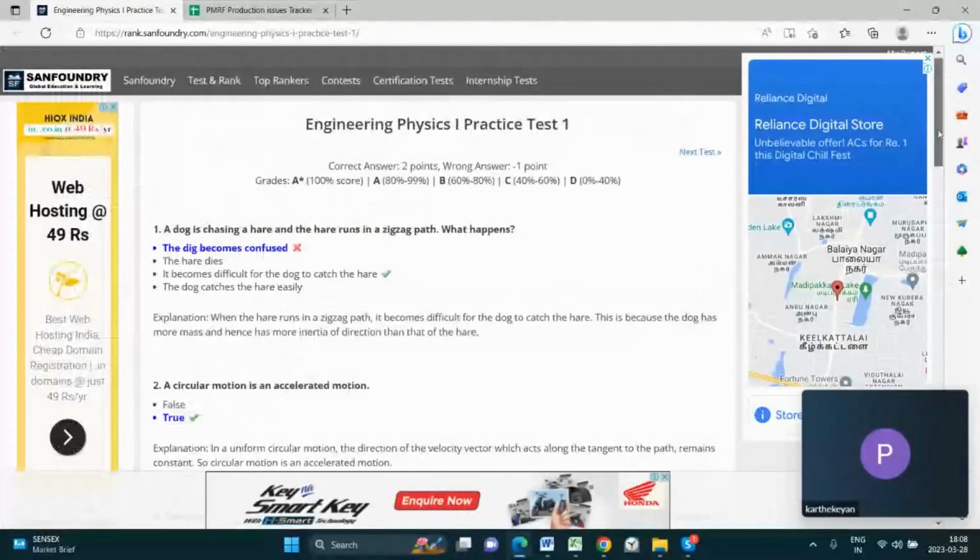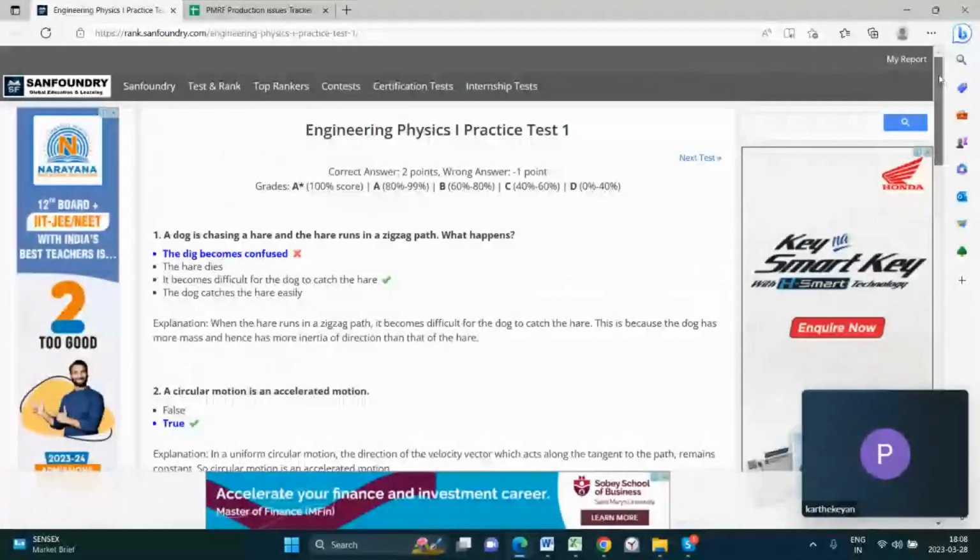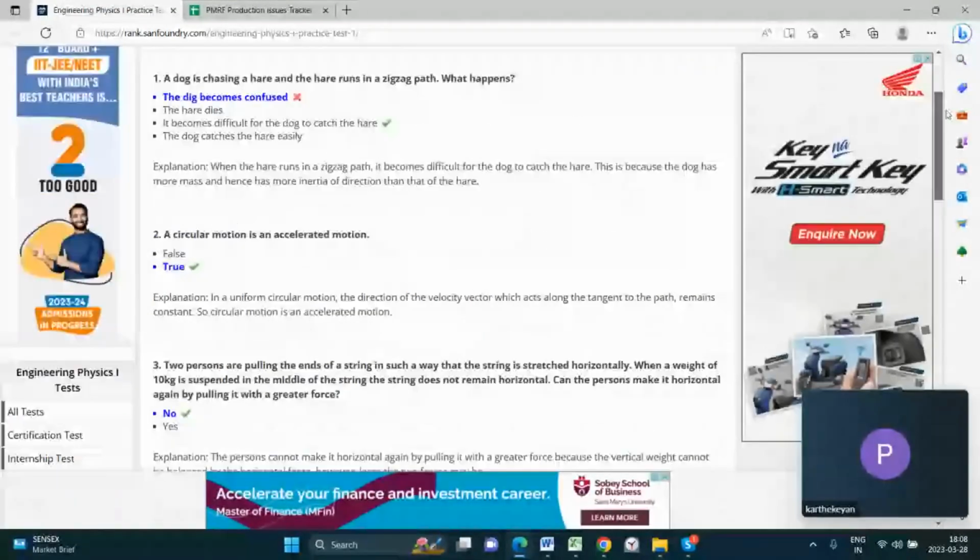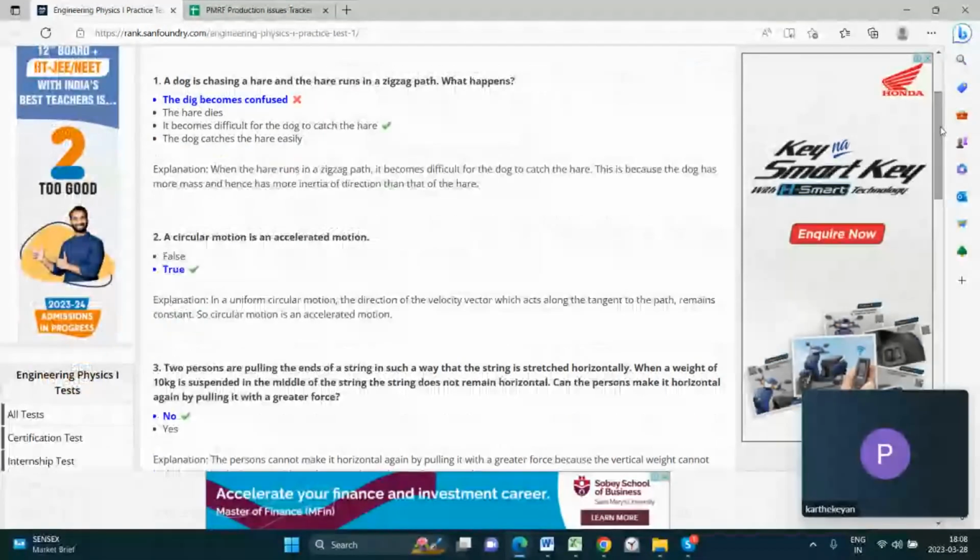Share my screen. This is engineering physics, which is also part of the analytical reasoning skills, the aptitude test, which you will be attending when you go for your interviews. There are some examples which I tried.